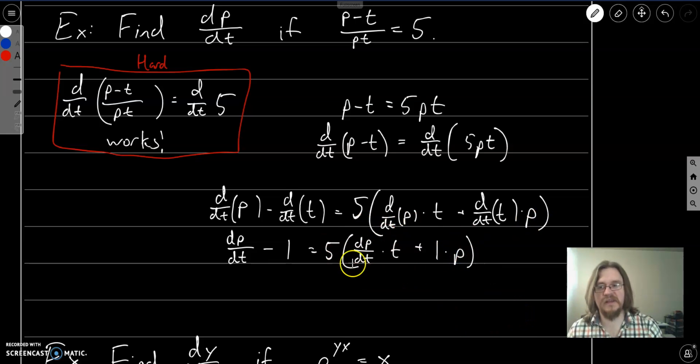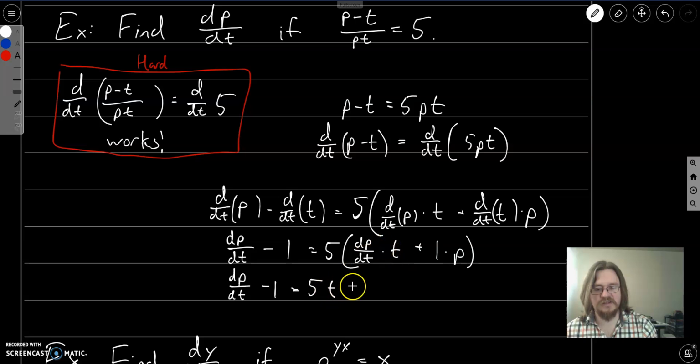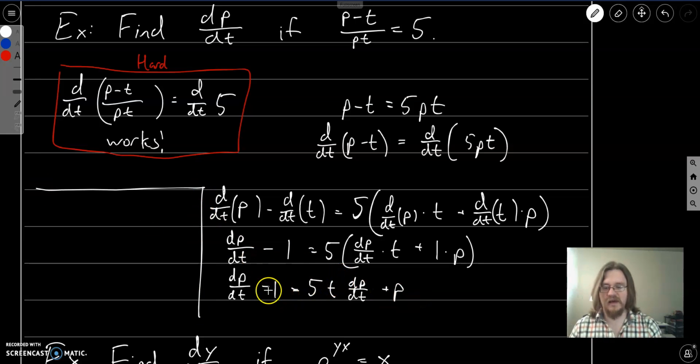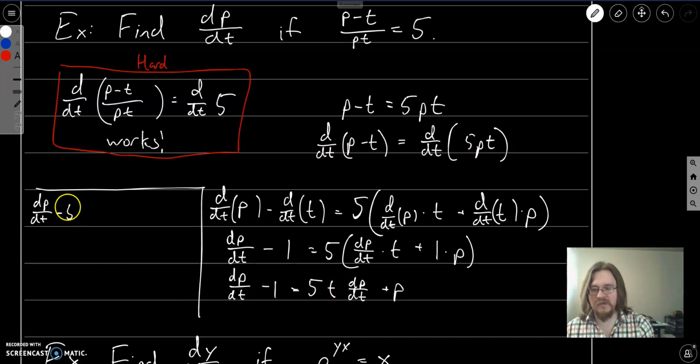And then the last bit here is just some algebra to rearrange this. So this is going to be dp/dt - 1 equal to 5t times dp/dt plus p. And after moving some things to the other side, let me go through this carefully. I've run out of room, so I'll just do this to the side. I'll move this guy to the other side. So this is -5t dp/dt is equal to, well, I needed to have a 5 there, didn't I?